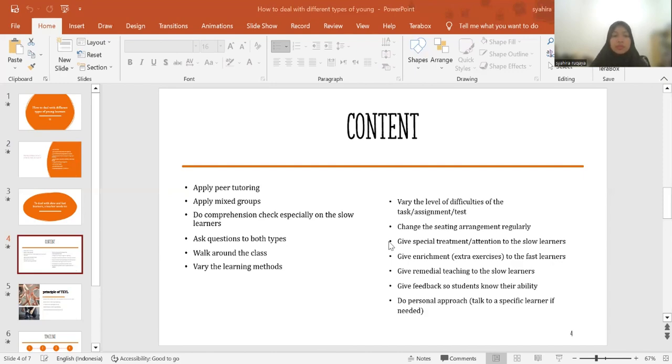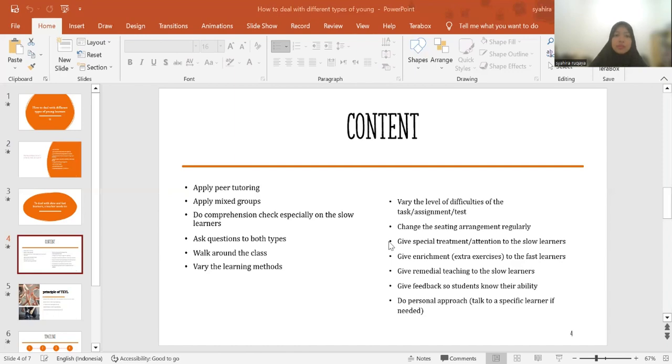Next is give remedial teaching to the slow learners. As a teacher, it would be a good idea to occasionally do remedial teaching for slow learner children. This is expected to help the child better understand what is not right and what is correct.